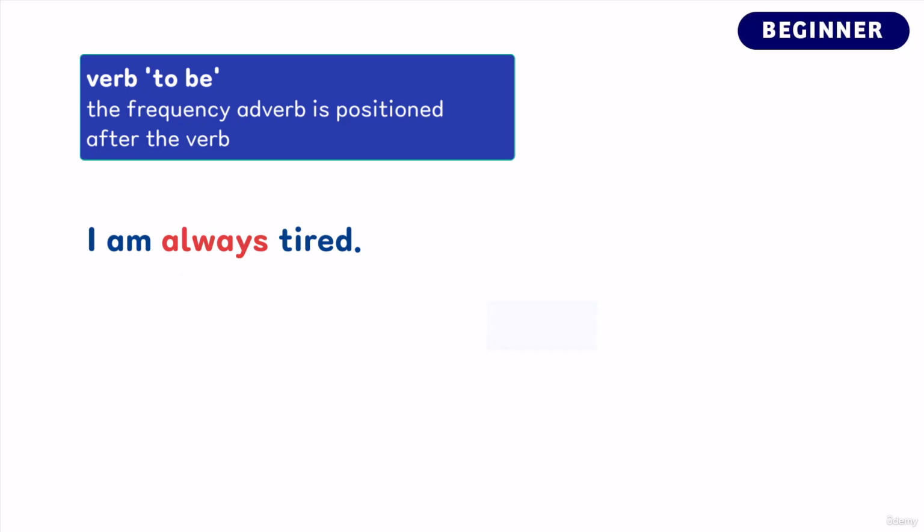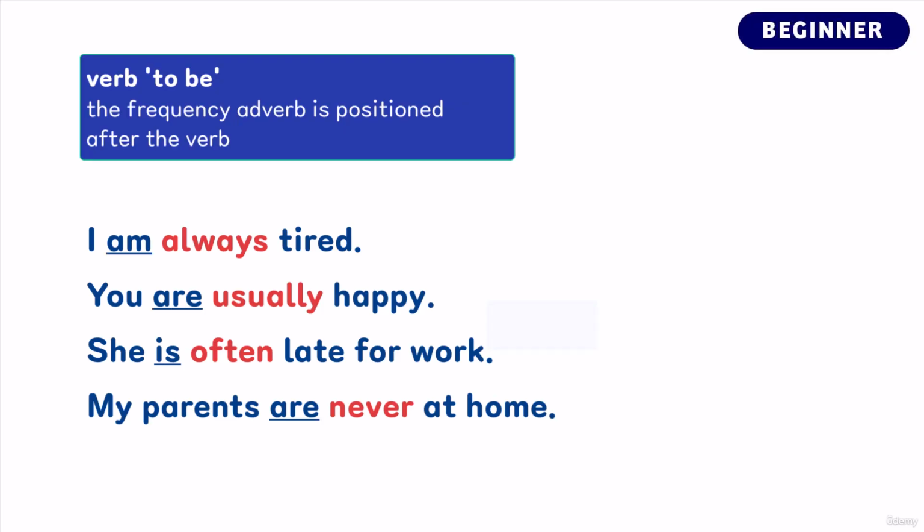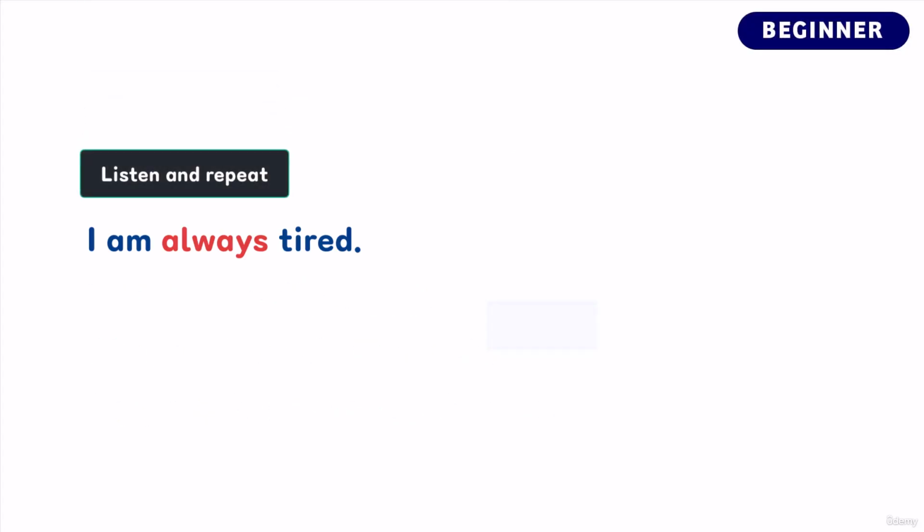Here are a few more example sentences. You are usually happy. She is often late for work. My parents are never at home. So as you can see, the frequency adverbs are positioned after the verb to be. Let's do a speaking practice of these sentences.